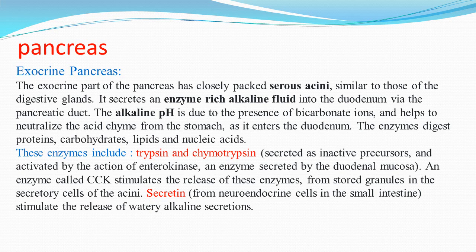These enzymes include trypsin, chymotrypsin and secretin. We will go over trypsin and chymotrypsin. These two enzymes are secreted as inactive precursors and activated by the action of enterokinase.